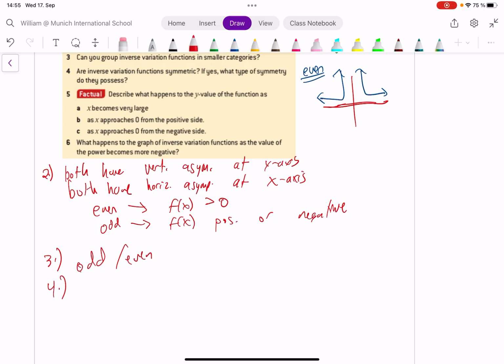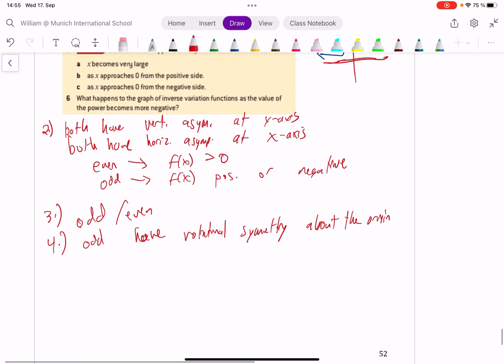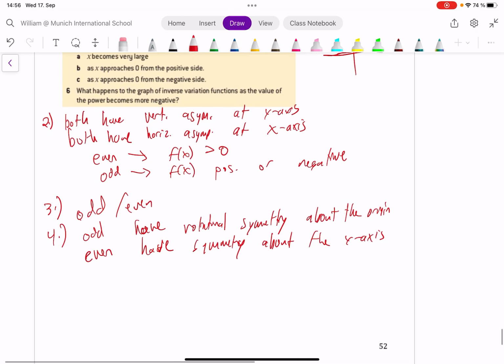Are inverse variation functions symmetric? So odd have rotational symmetry about the origin. Right, so if I look at an odd one here, if I take this and I rotate it 180 degrees, I get the other one. That's that rotational symmetry. And even have symmetry about the y-axis. Right, if I was to flop this side and reflect it over to that side, they would be the same thing.